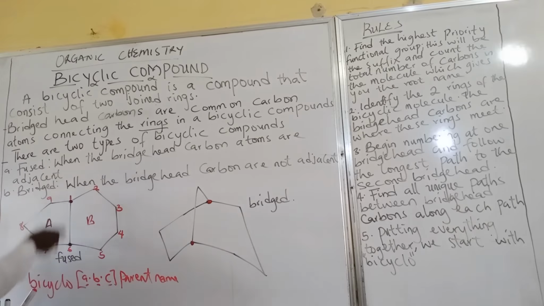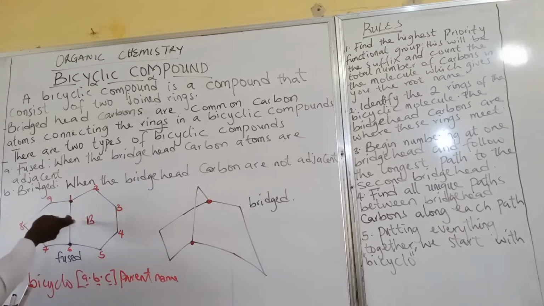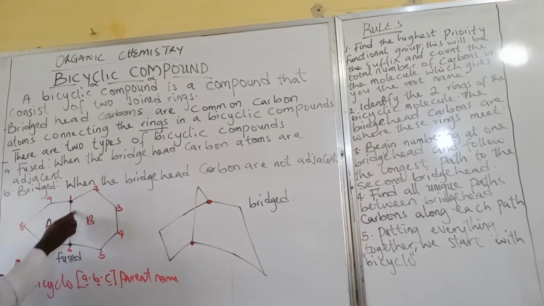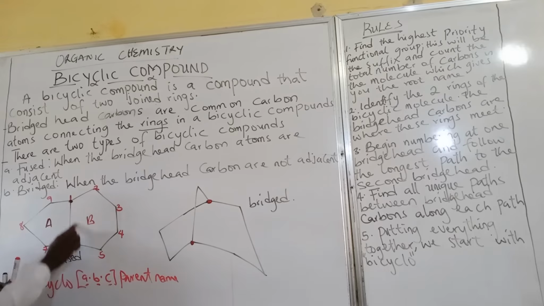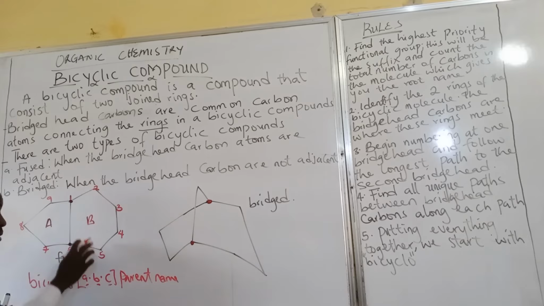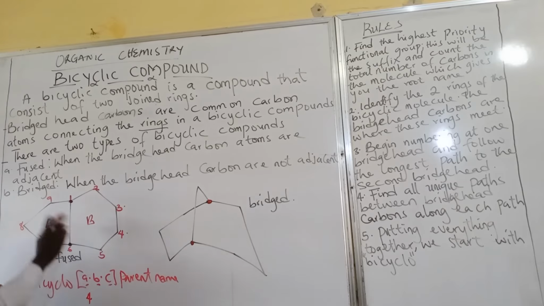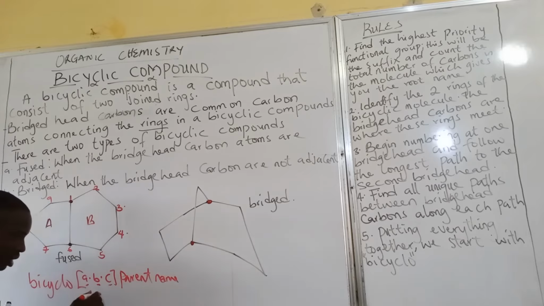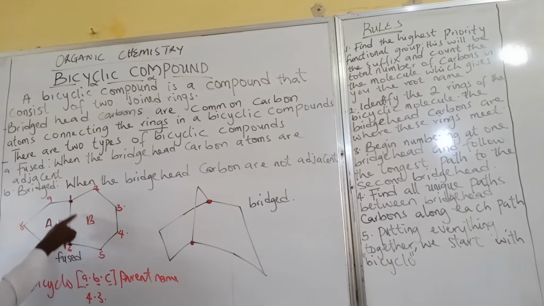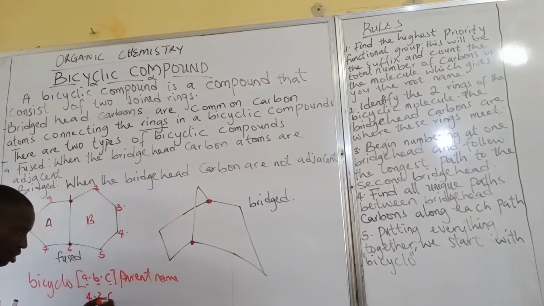While C is the connector, the common bond or the common atom here. Now look at it here. Is there any carbon here that connects this bridgehead? No. So it means this A here is 1, 2, 3, 4. Here is 4. You move to the other one: 1, 2, 3. Here is 3. But see, is there any one here? No. So here becomes 0.